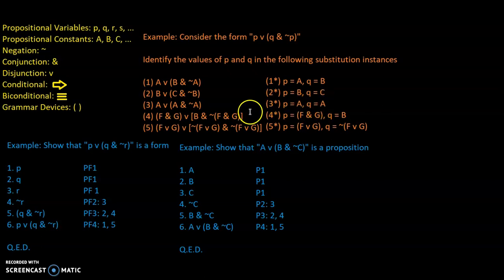All right, let's take a look at number 4, ramping up in complexity a little bit. In this case, P is the entire proposition F and G, right? So this right here is the P. You've got the OR, right? P, OR. Then you've got the Q here, which is just the B. Then you've got the and, there's the not, P again, F and G, all right?